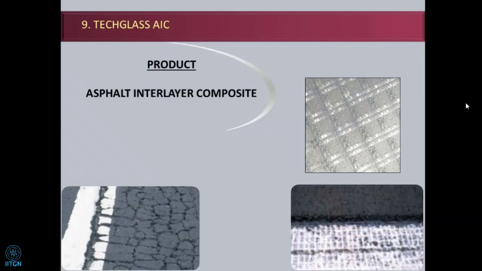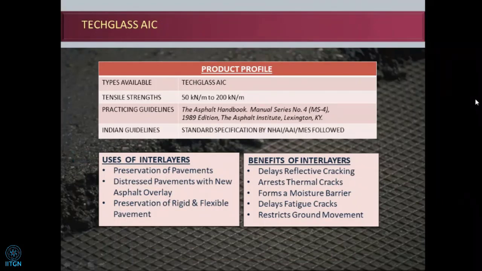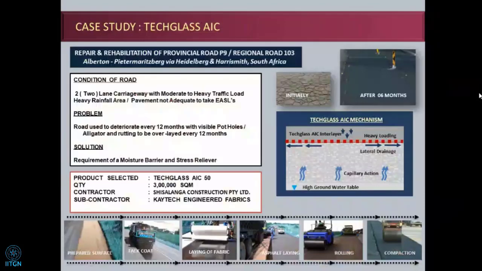So 50, 100 and 200 kilonewton is the tensile strength available for both the glass grid alone and also the composite. Composite is available in two variants, 50 and 100. You can go with the higher strength also if required. This is the product which we have used for many projects for widening purposes. Also outside India, in South Africa, this product has been used with the overlay.